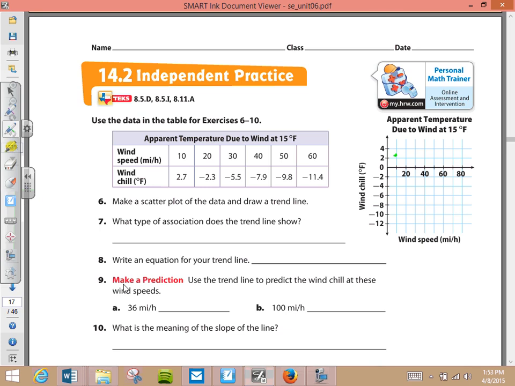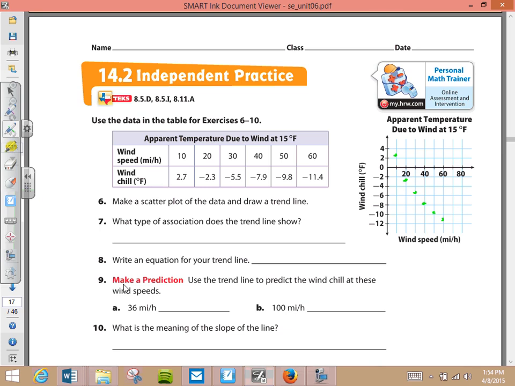And then 20 and negative 2.3, so around here. And then 30 and negative 5.5, around here. And then 40 and negative 7.8, so close to 8 almost. And then 50 and 9.8, which is close to 10. And then 60 and 11.4, around there. So can we see a trend here?